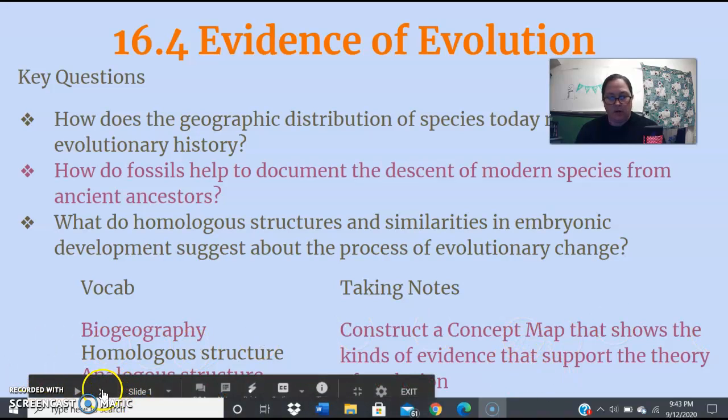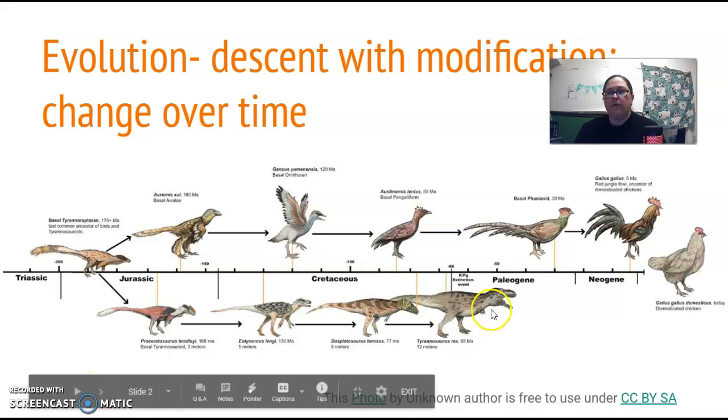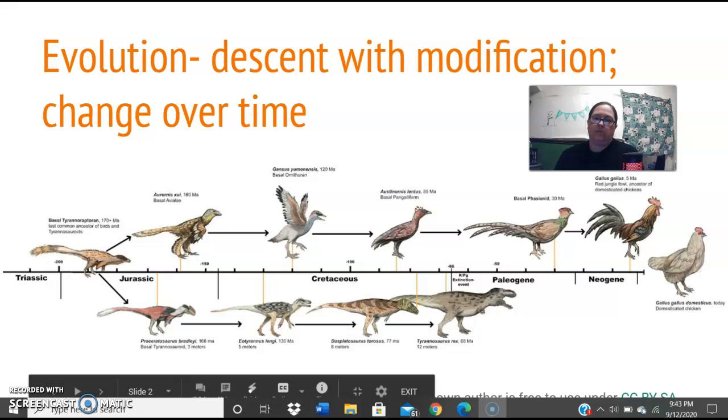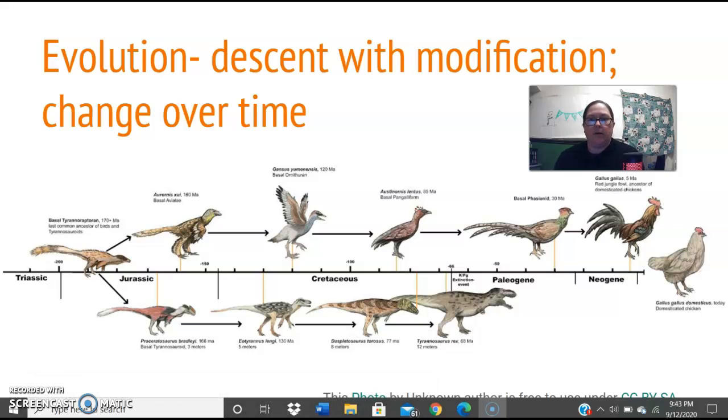Evolution, my favorite definition of evolution, and it's a scientific one. Descent with modification. That means a descendant, somebody or something who has come after an ancestor. So there has been change over time.